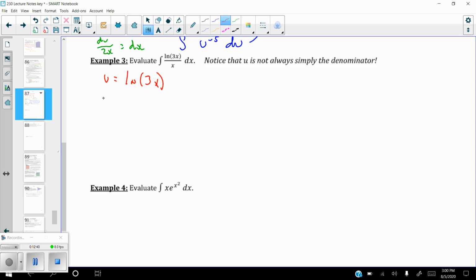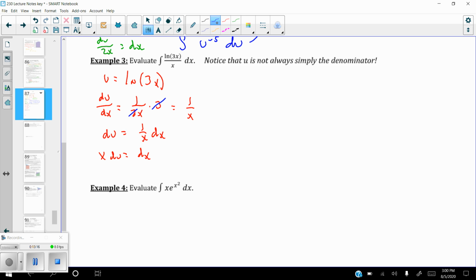So let's do du over dx. And that's going to be 1 over 3x times the derivative of the inside, which is 3. Simplifying that, the 3's are going to cancel out there, and that's going to give me 1 over x. I need to solve this for dx, so we'll multiply both sides by dx. So du is 1 over x dx, and then I need to solve for dx, so we'll multiply both sides by x. So x du is dx.